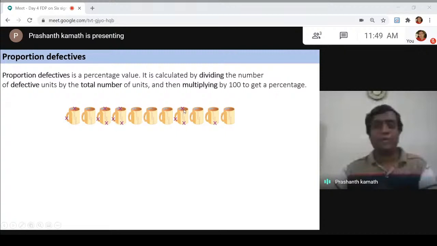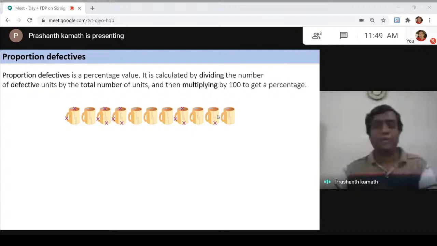Then this cup unfortunately also has 3 defects. It is a defective cup. And cup number 10 has 1 defect, but still it is called a defective cup. So if I have to count how many defective cups I have, it would be 1, 2, 3, 4, 5. These are defective cups. I'm not counting defects.